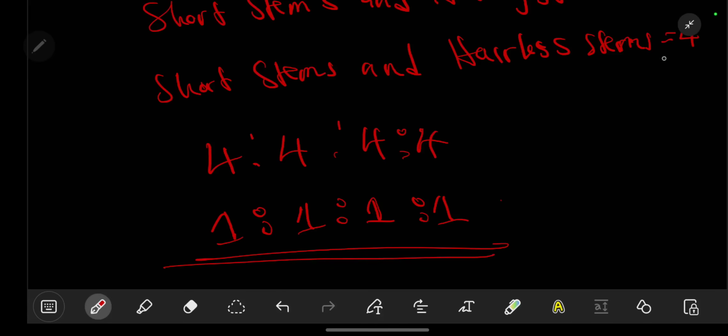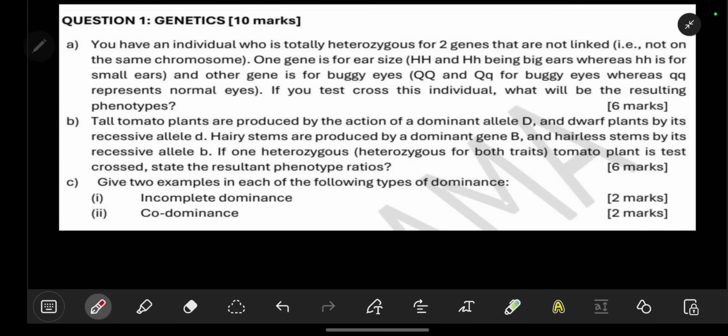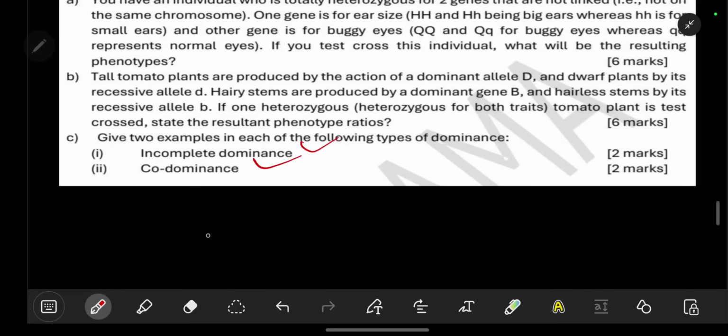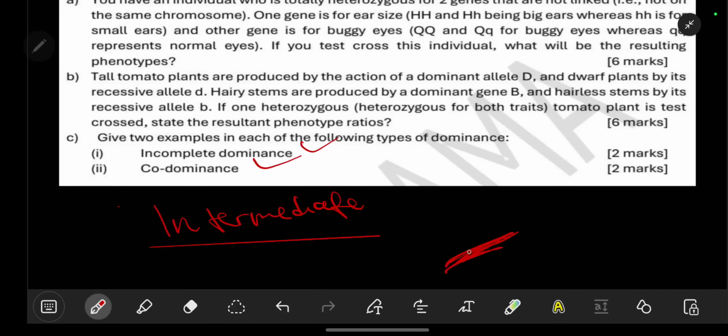The next question says give 2 examples of each of the following. So if they ask incomplete dominance and codominance, incomplete dominance is where, when 2 genotypes are combined, the resulting offspring is an intermediate. So we have something that is in the middle. No gene is dominant over the other, but they are just in the middle.